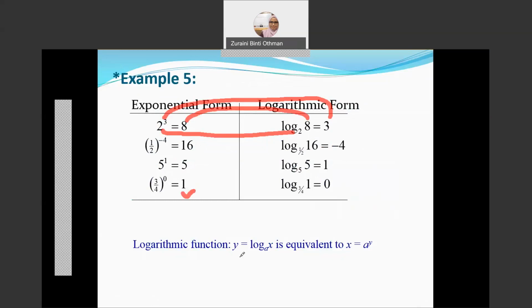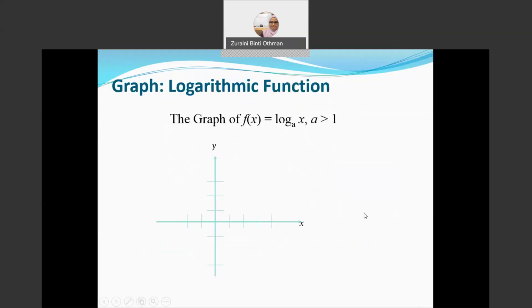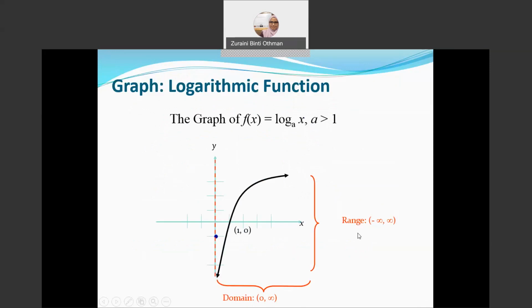Okay, now logarithmic function y equals log a x is equivalent to x equals a power of y. Okay, so now this is the logarithmic function graph. Then here it's inverse, right? So it terbalik daripada exponential. So just now yang ni adalah kita punya range kan? So now our range previously will become the domain. And this is the new range for the logarithmic function, which is negative infinity until infinity. Okay. And this is the horizontal asymptote for this logarithmic graph.